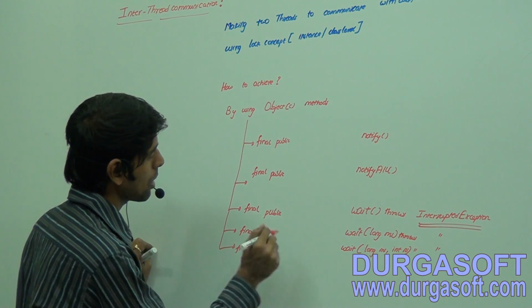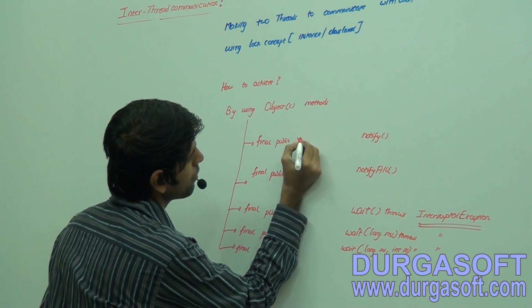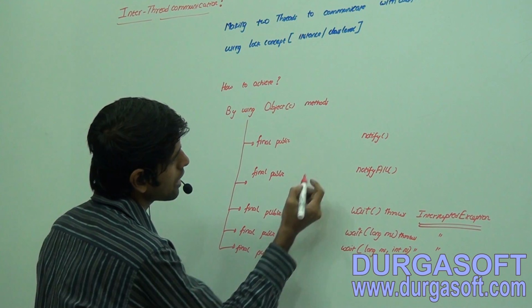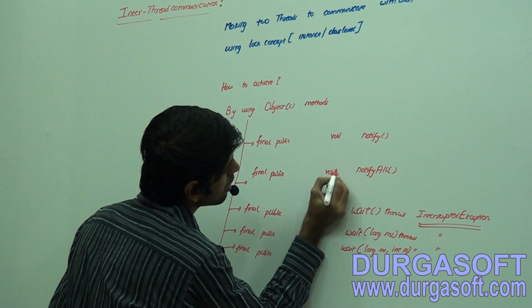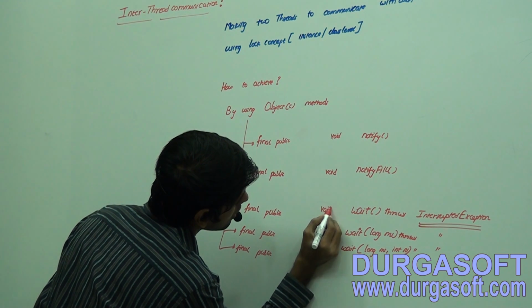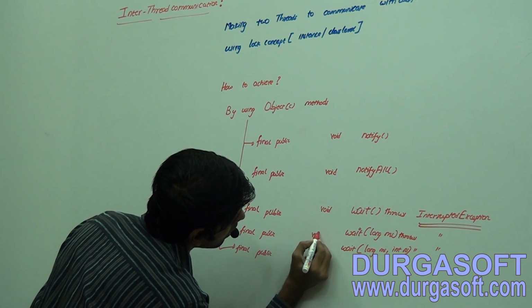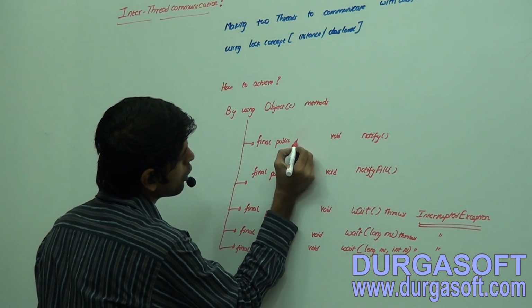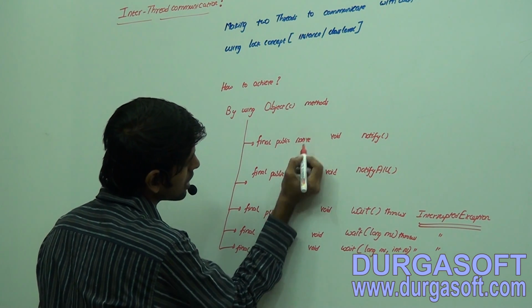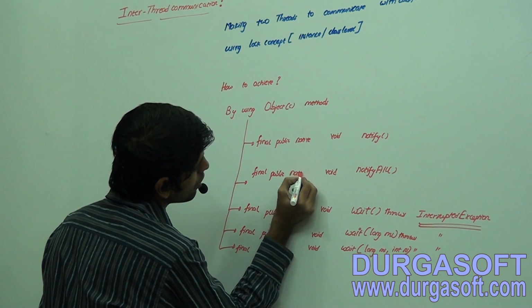Now, public, and what is that? Each and every method is returning void. They are returning nothing. Nothing means what? Void. And of course the notify and notifyAll methods are native methods, having implementation in C.